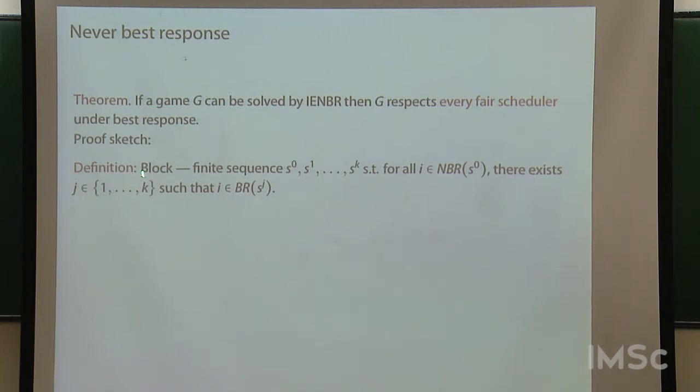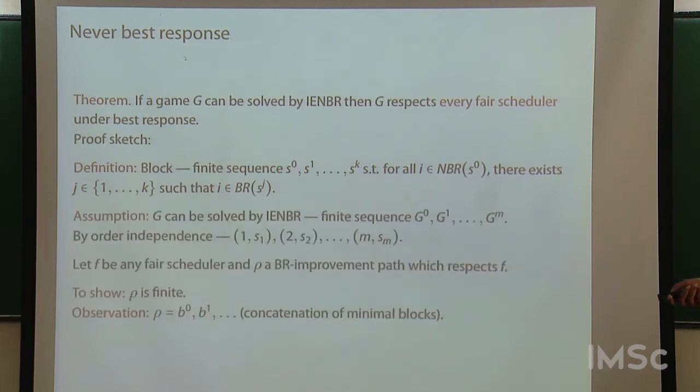So let's define what is called a block. It's simply a finite sequence of strategy profiles. Suppose G can be solved by iterated elimination of never best response. Then by the order independence result, we know that the order in which you eliminate strategies doesn't matter. So we might as well assume that when we go from, let's say, G0 to G1, each time we make a step, we eliminate exactly one strategy. So let's assume that this is the sequence.